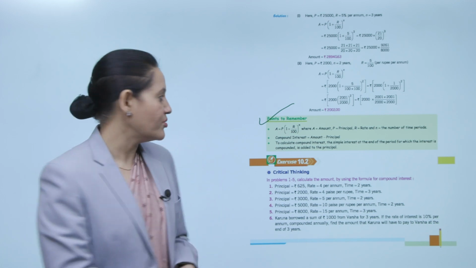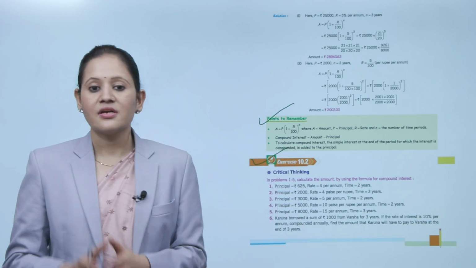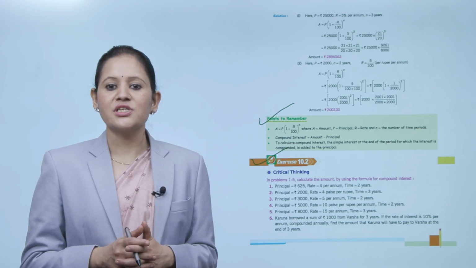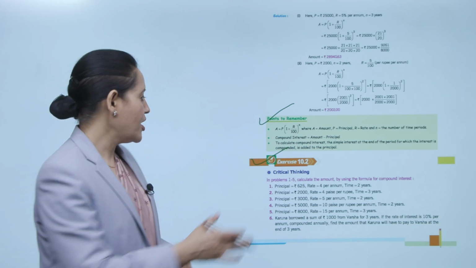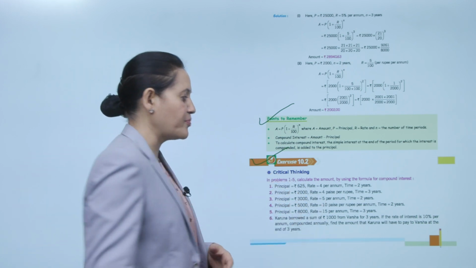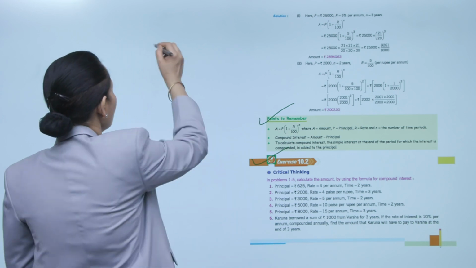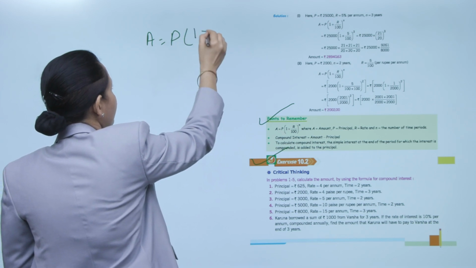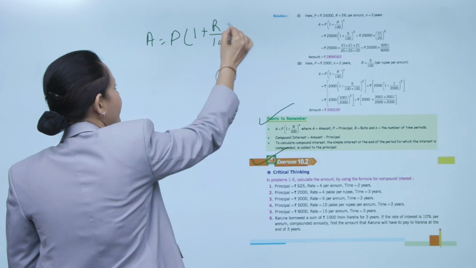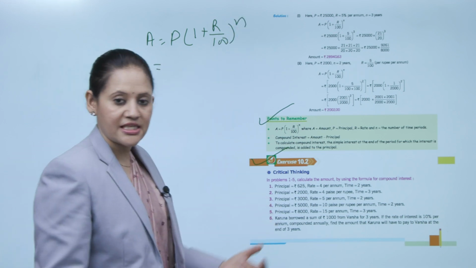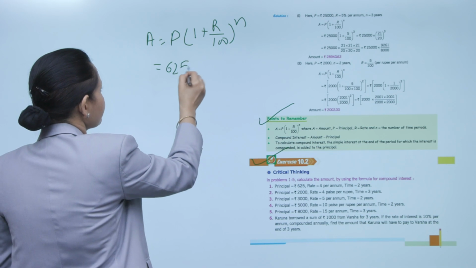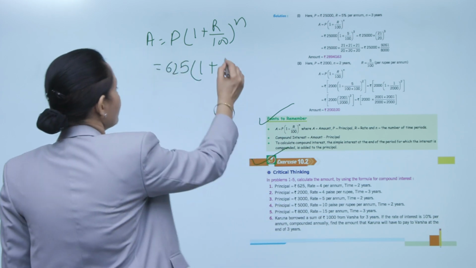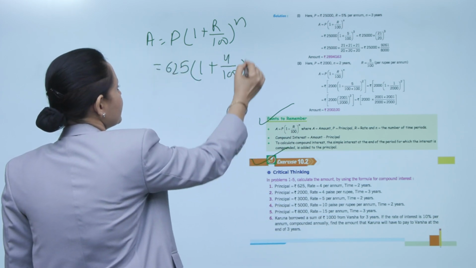Next is exercise 10.2. Critical thinking. In the problems 1 to 5, calculate the amount by using the formula for the compound interest. So here principal is given 625, rate of interest 4% per annum, time is 2 years. So formula of amount equals P (1 + R/100) to the power n. Principal 625, 1 plus rate of interest is given 4%. So 4 upon 100 and time is 2 years.